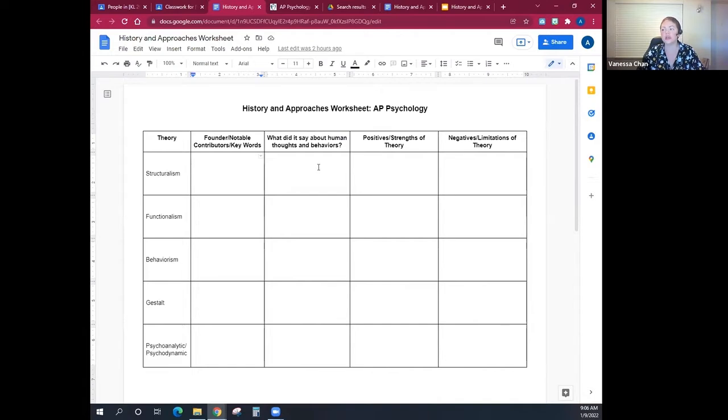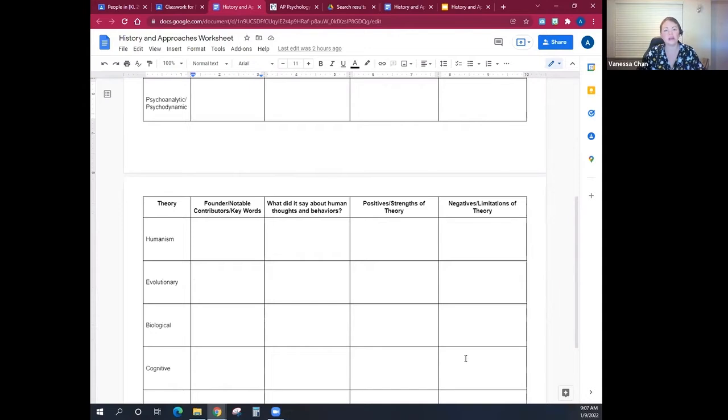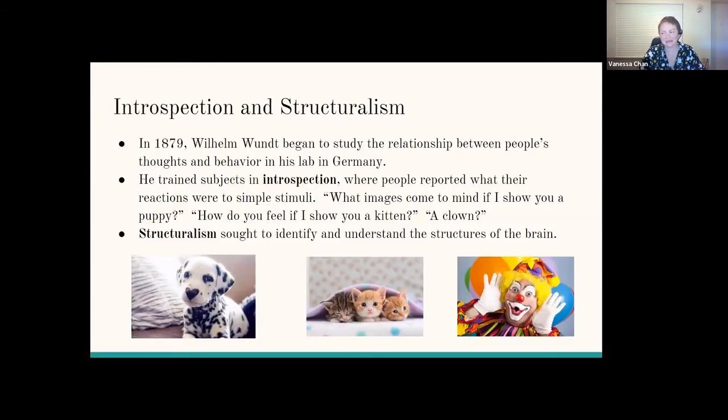And so what I really want you to do is, what did it say about human thoughts and behaviors? I want you to put in your own words how you can explain the theory. Then we need to know about positives or strengths of the theory, and negatives or limitations. So the pros and cons of the theory. And so that is something that you're going to work on as you not only read the Myers book and other resources, but also the AP classroom videos and my lecture notes. And then the second page is some more that we're going to do.